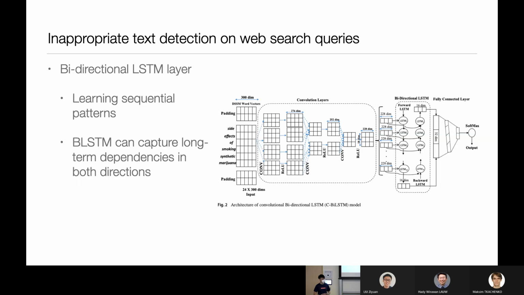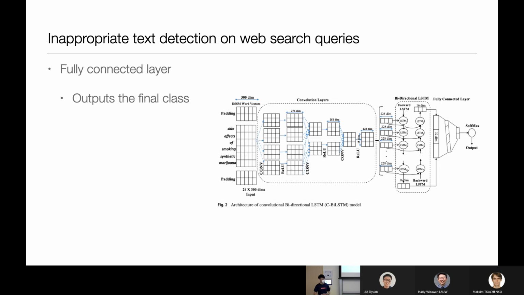So next, we'll use a bidirectional LSTM to learn the sequential meaning of the words. This bidirectional LSTM can capture long-term dependencies in both directions. So it learns more of the meaning of the whole sentence, because it's very short. And finally, we have the fully connected layer, which outputs the final class, whether it's inappropriate or appropriate.